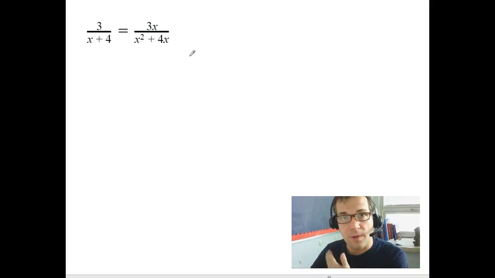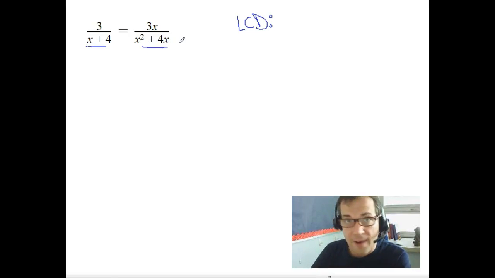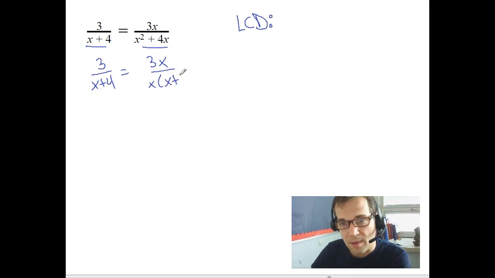We have an equation with some rational expressions, which means we definitely need some least common denominator. We're going to always start these problems by looking at these denominators, and we're looking for factoring to do. This guy over here has no factoring whatsoever, so I'll leave him alone. But this second guy, I can pull out a common factor of x, giving me a 3x on top and an x times x plus 4 on the bottom.